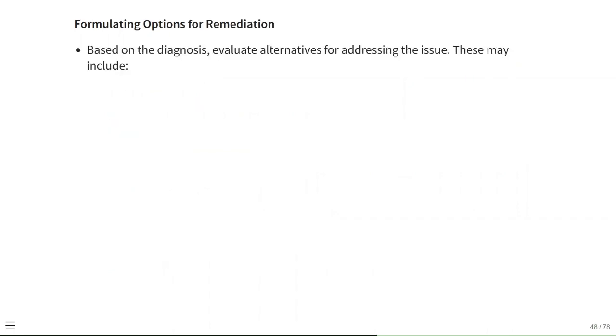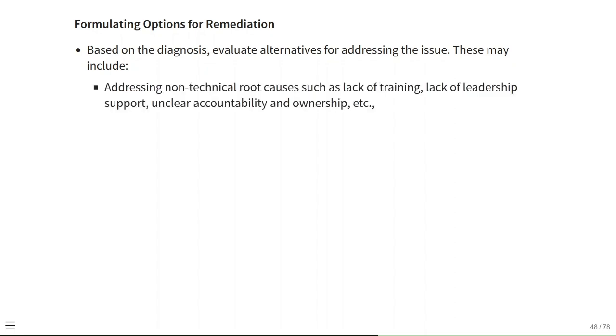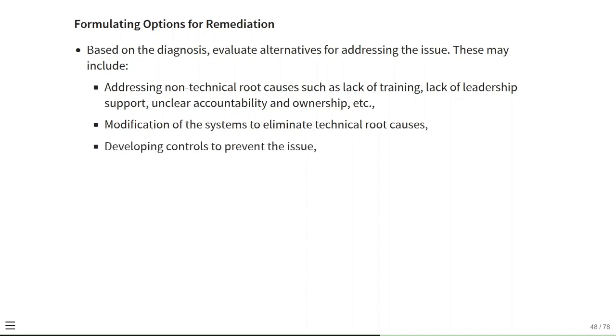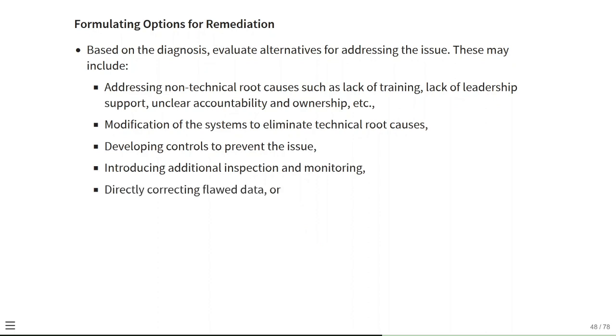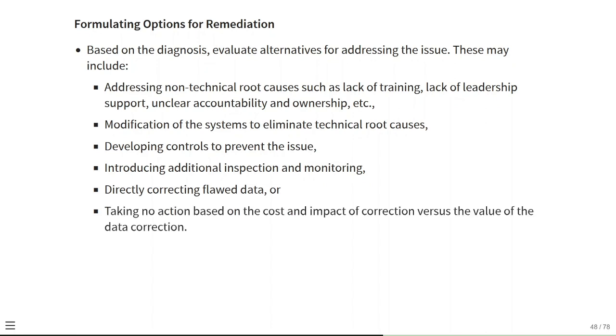Formulating options for remediation. Based on the diagnosis, evaluate alternatives for addressing the issue, and these may include addressing non-technical root causes, such as lack of training, lack of leadership support, unclear accountability and ownership, etc. Modification of the systems to eliminate technical root causes. Developing controls to prevent the issue. Introducing additional inspection and monitoring. Directly correcting flawed data, or taking no action based on the cost and impact of correction versus the value of the data correction.